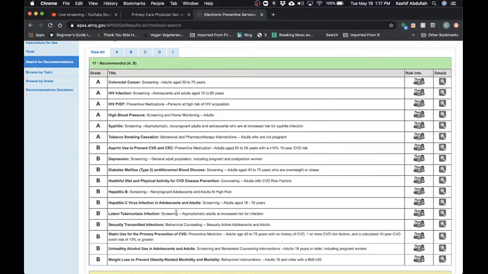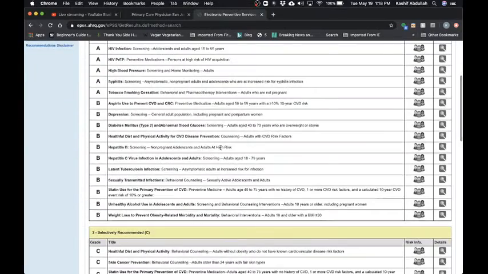We talk about tuberculosis. We talk about behavioral counseling for sexually transmitted infections, statin use for those people to prevent coronary artery disease, unhealthy alcohol use, and weight loss. So I would do these on an annual checkup and go through these various questionnaires with patients.